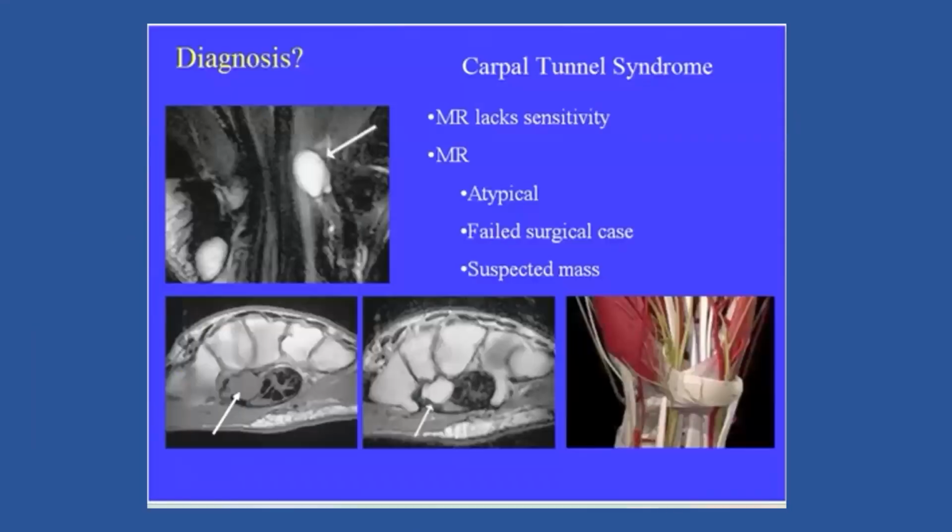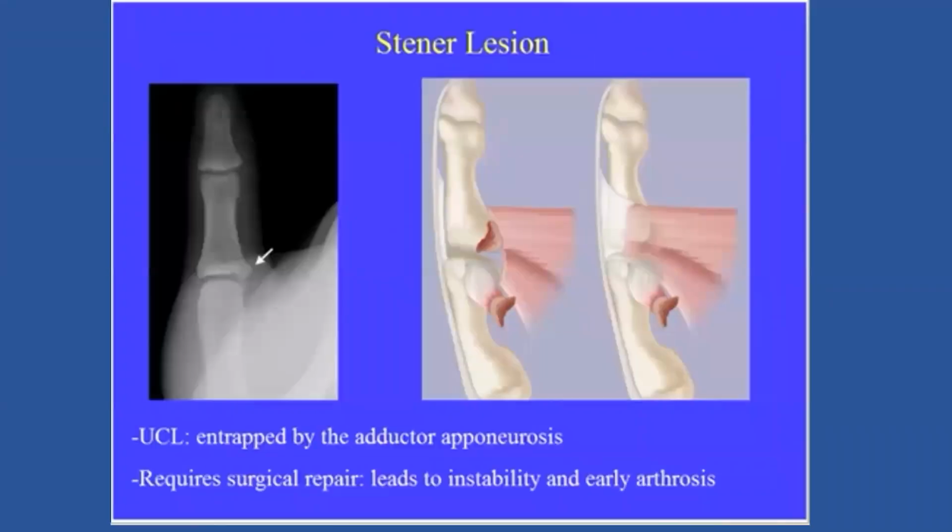This shows you this can be a ganglion causing pressure underneath the flexor retinaculum. And the treatment, of course, is the carpal tunnel release.